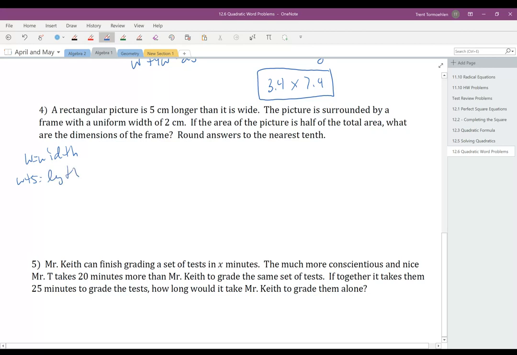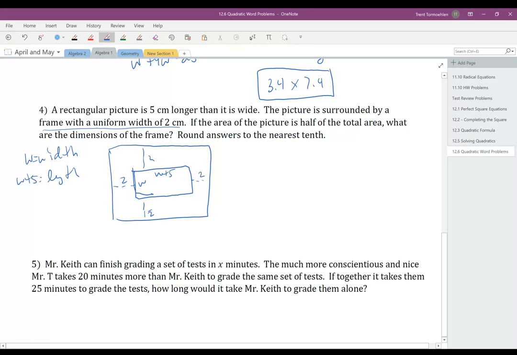For this one, because it's a frame problem, I'm going to draw it. And so it's going to have a picture that is W and then W plus 5. And then it says the frame is a uniform width of 2 centimeters. Remember, that means this is 2 and this is 2. And then this is 2 and this is 2.